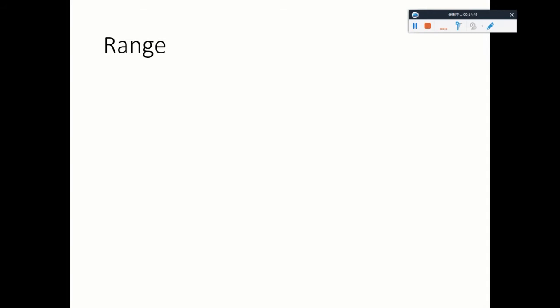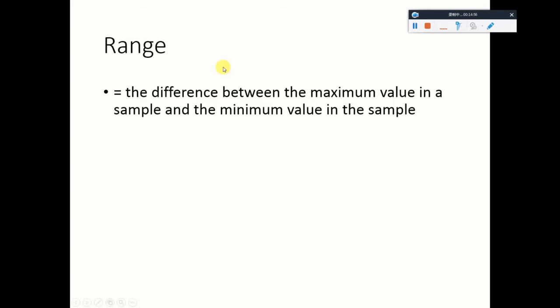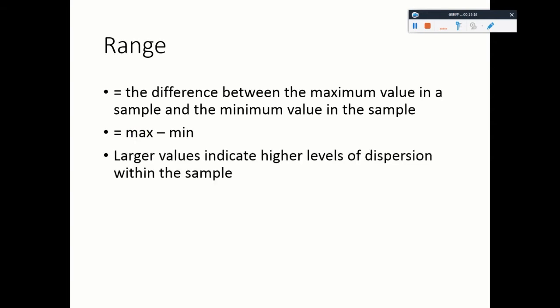the first type of dispersion statistic is very easily and intuitively defined. It simply is the difference between the maximum value in a sample and the minimum value in the sample. In other words, mathematically, you subtract the minimum value from the maximum value. That will give you the range. And if this difference is very large, that indicates that the sample distribution is very dispersed.